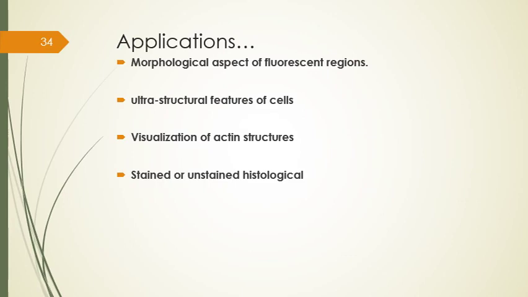DIC microscope imaging can be used in conjunction with fluorescence microscopy to provide a better fluorescence image and to pinpoint specific areas of a specimen before switching to the fluorescence mode to further examine the object. So the use of DIC, especially in fluorescence or confocal microscopy, shows the morphological aspects of the fluorescent region very easily.